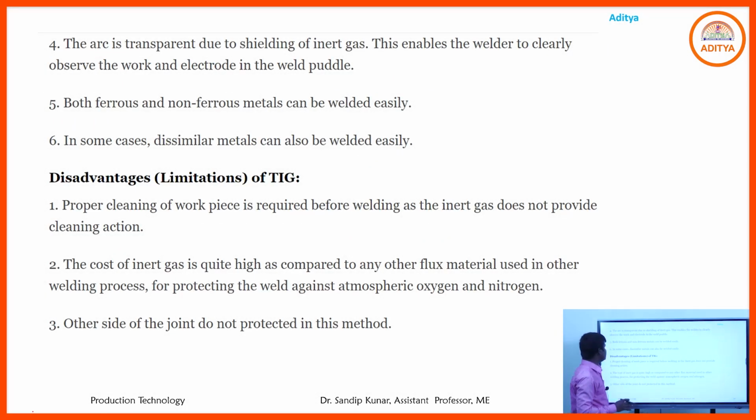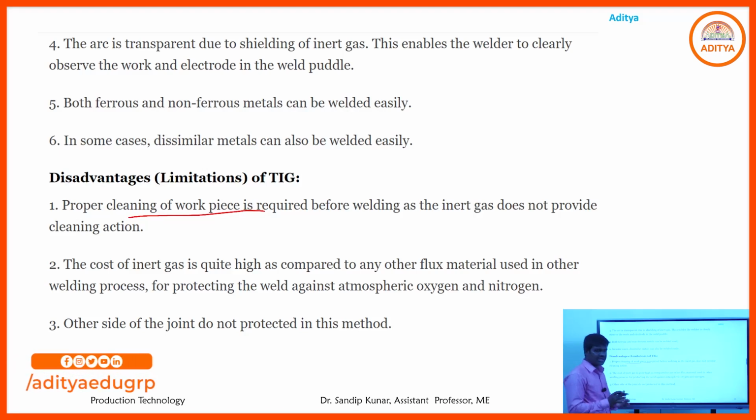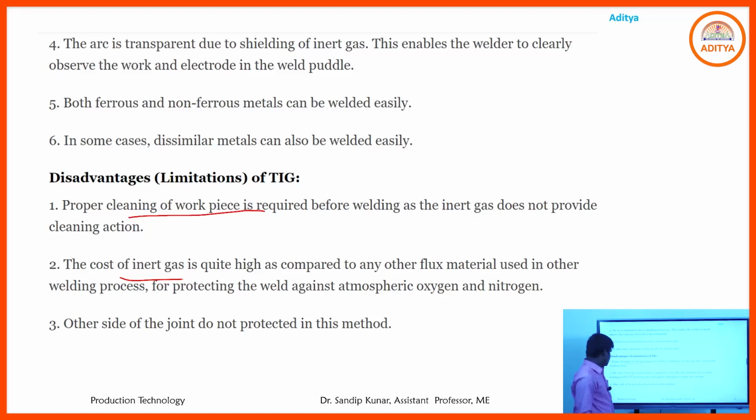And this welding is used for ferrous and non-ferrous materials, and it can also easily join dissimilar metals. And what are the disadvantages of tungsten inert gas welding? Before welding, proper cleaning of the workpiece is required. Means no impurities or contaminants should stick or attach to the welding zone. Means proper cleaning is required before welding. Another, the cost of the inert gas is also very high, but it is required for shielding purpose. Another, the other side of the joint is not protected in this method.